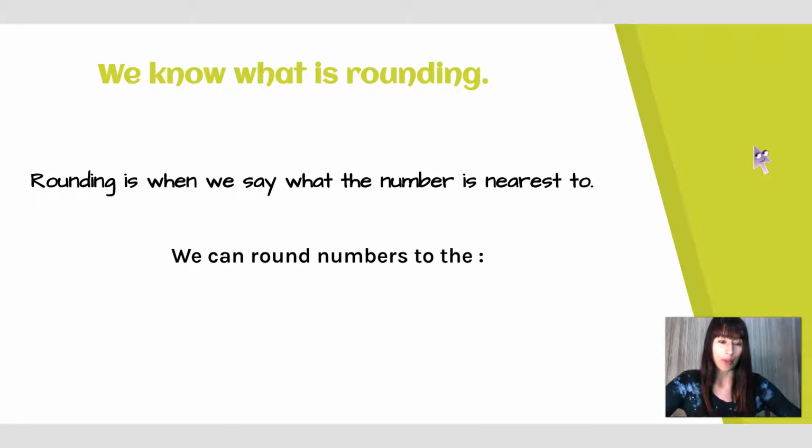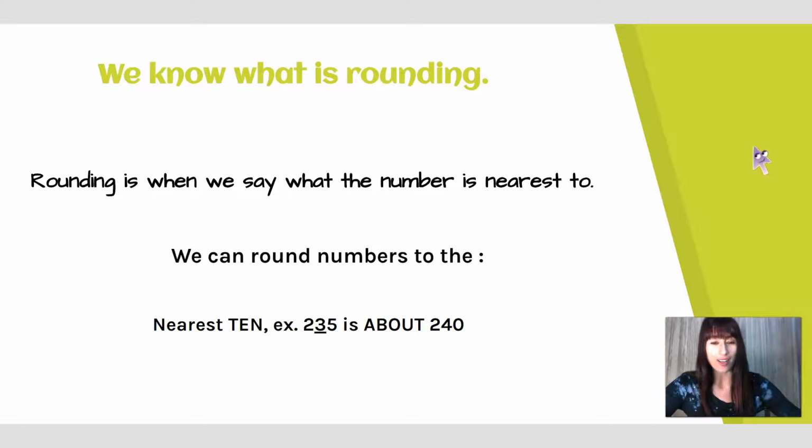We can round numbers to the nearest 10. For example, 235 is about 240. 4 or less, let it rest. 5 or more, raise the score. And as you can see, the number that I have underlined is in 10th place. And then I'm looking to the right. Well, number 5 is telling me to raise the score. So my number that I rounded it to is 240.